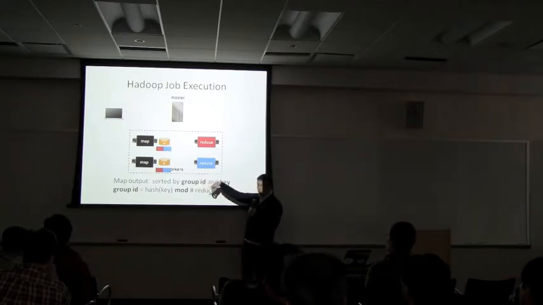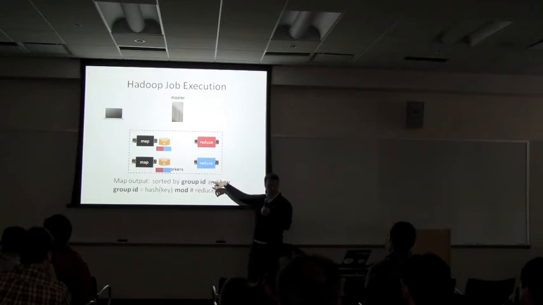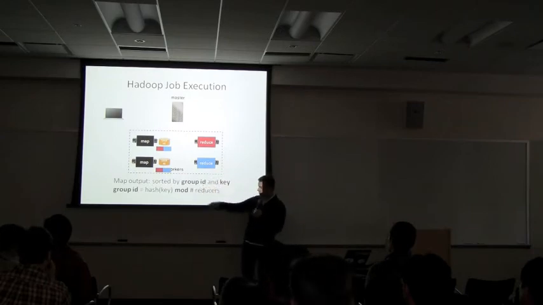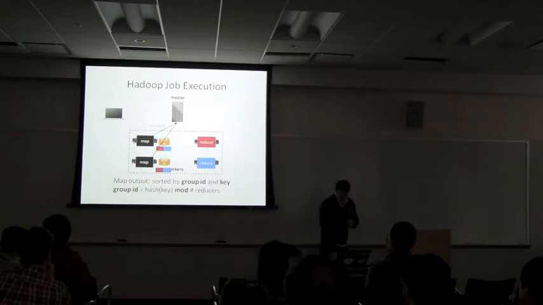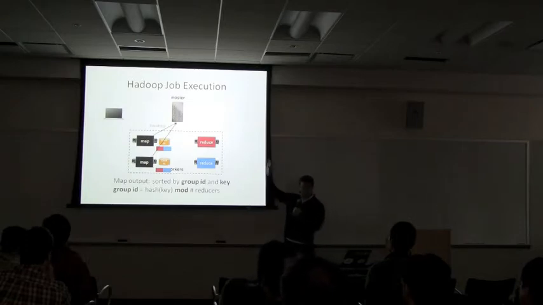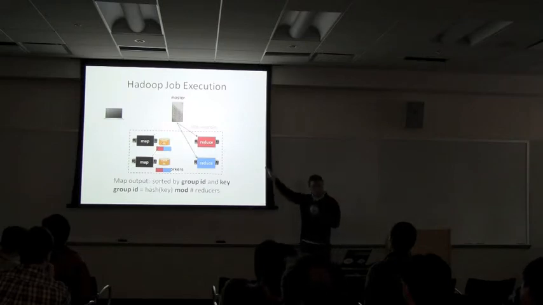Now I've color-coded the output for each reduce. Now within each color, you're going to be sorted on key. That's important. So then the maps are going to tell the job tracker that they've finished. And the job tracker is going to eventually tell the reducers where those map locations are.